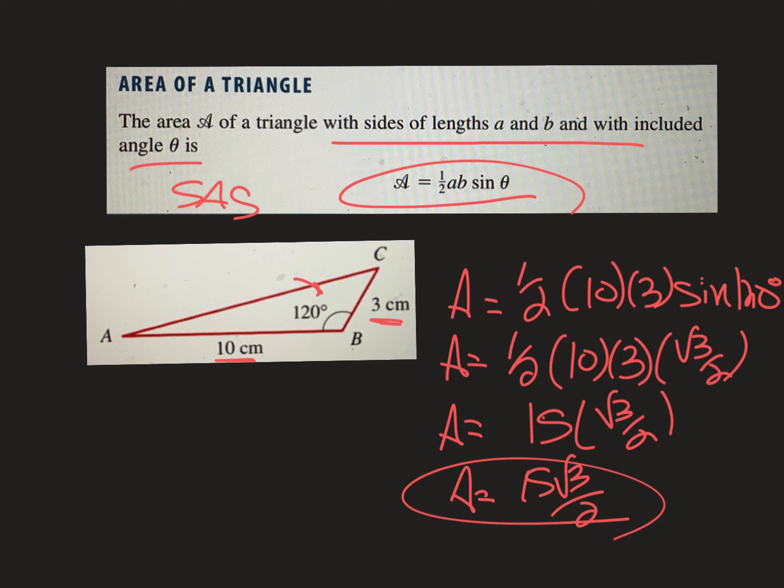All right. Going through that pretty quickly, quite a bit of stuff. You need to make sure you have those identities down. Make sure you have this area of a triangle formula written down. And that's pretty much what we're doing tomorrow.